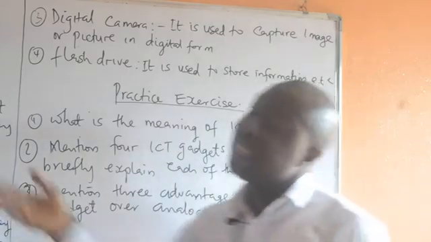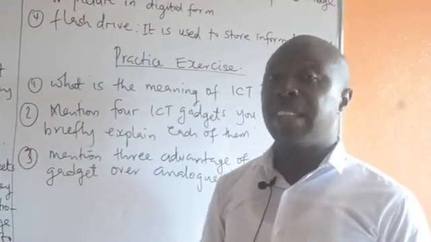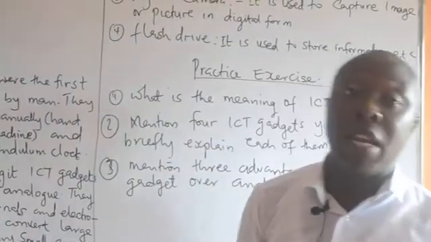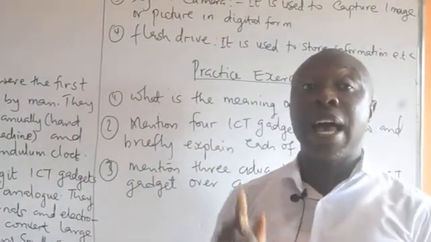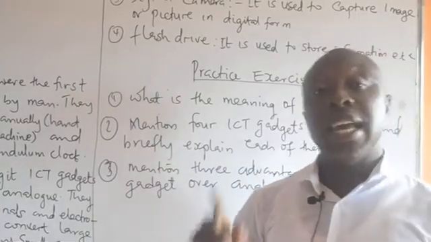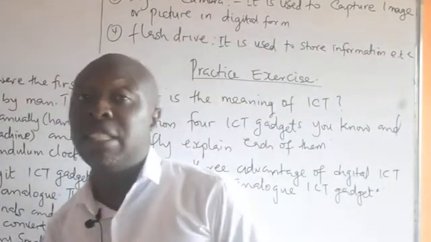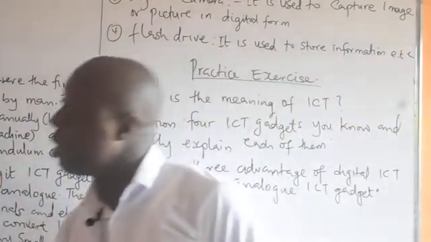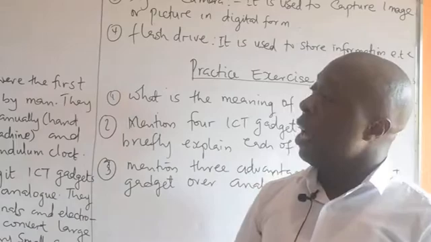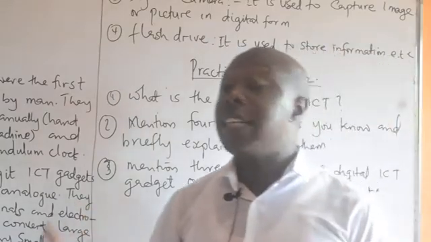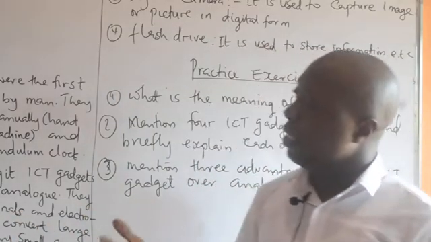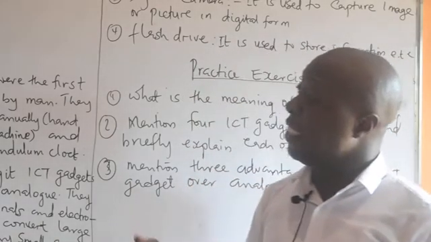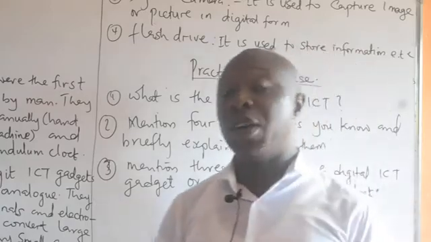So the topic again is ICT. You might be asked in the exam what you really understand by the term ICT, or you may be asked to write the full meaning of ICT. Remember, ICT is an acronym. The I stands for what? Information. The C stands for what? Communication, while the T stands for technology. ICT is an acronym: I stands for information, C stands for communication, and T stands for technology.